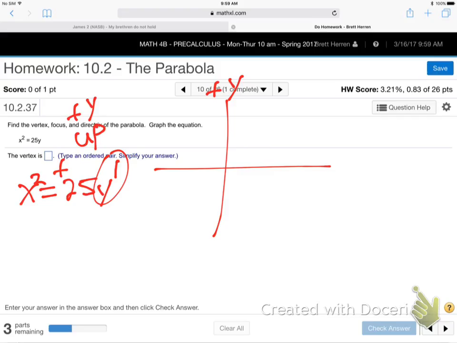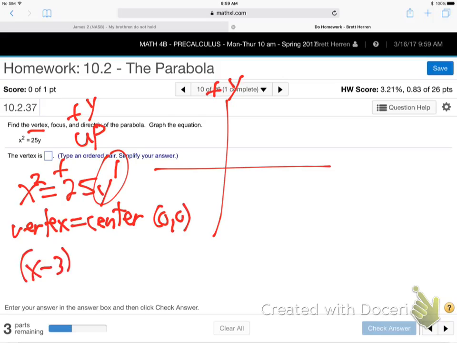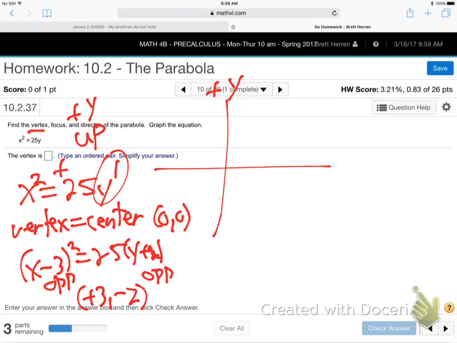First off, what's the center? They're asking me for the vertex. Vertex means center, right? What's the center of this thing? 0, 0. And I know that because if they had x minus 3 squared is 25, y plus 2, or something like that, then I would do the opposite. Right in the center would be positive 3, negative 2, or whatever.